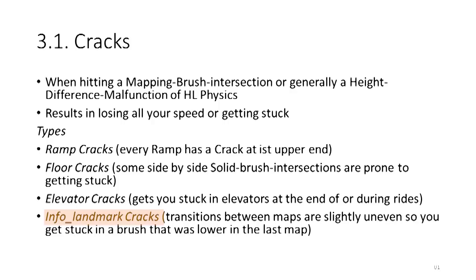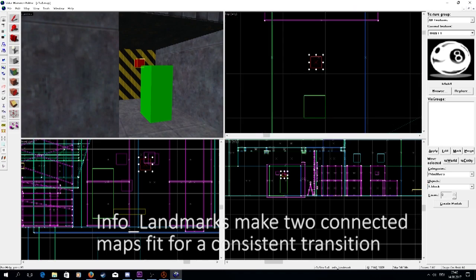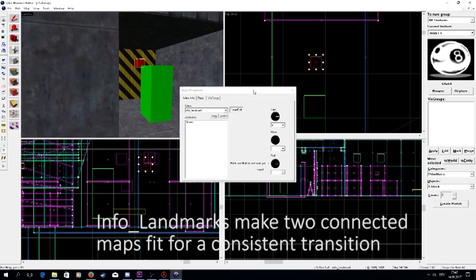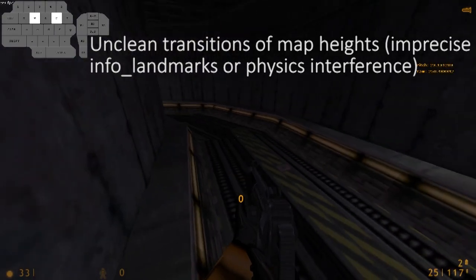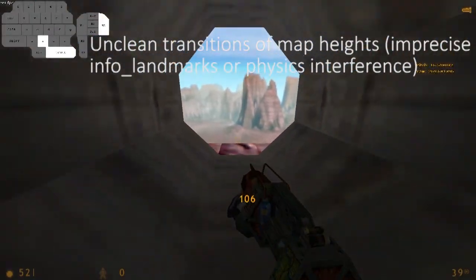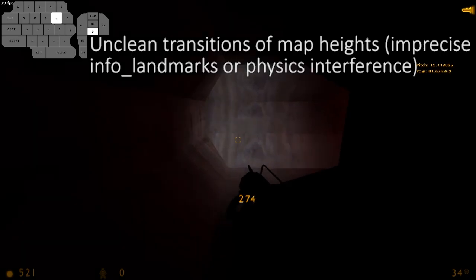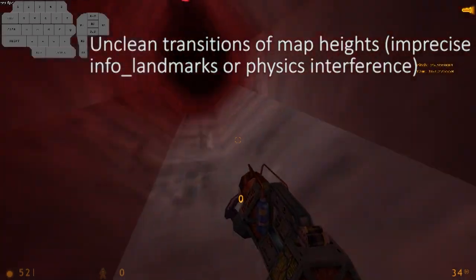When entering a new level via a change level trigger, you do not continue in the same room. The room you're now in has been copy-pasted into a new map file which you are now in. To synchronize those two different, apparently equal rooms, two info landmarks, one on either map, have to be at exactly the same position. Therefore, the most likely cause of getting stuck here is an uneven transition due to a slightly imprecise info landmark placement.